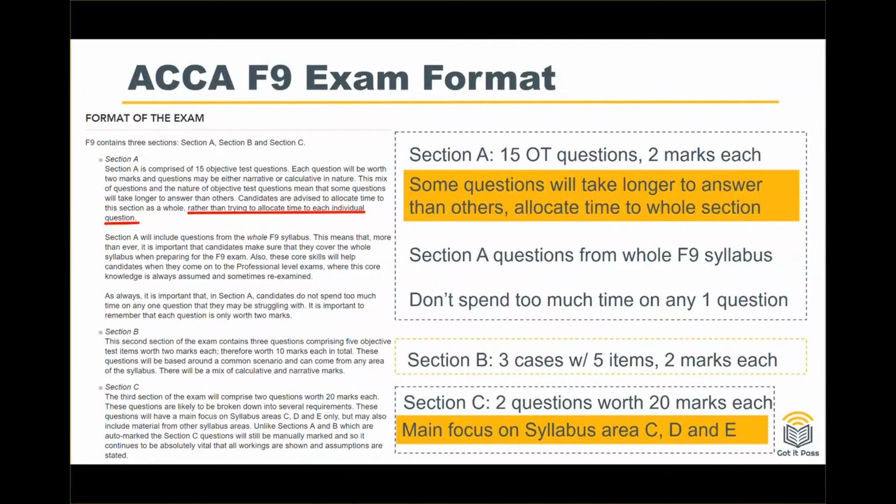So here I would like to highlight for section A, some questions will take longer to answer than others. Allocate time to the whole section instead of just 1 or 2 questions. I also underline words here, rather than trying to allocate time to each individual question. And for section B, 3 cases. And for section C, focus on syllabus areas C, D, and E.